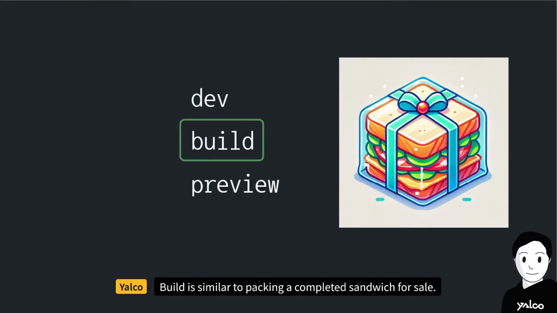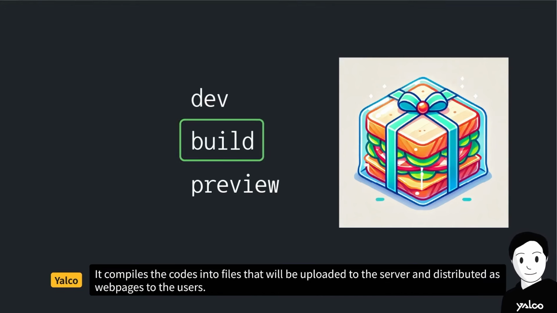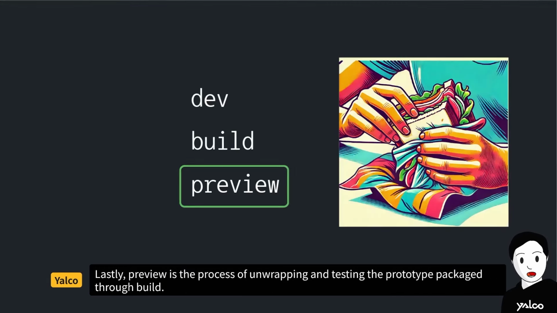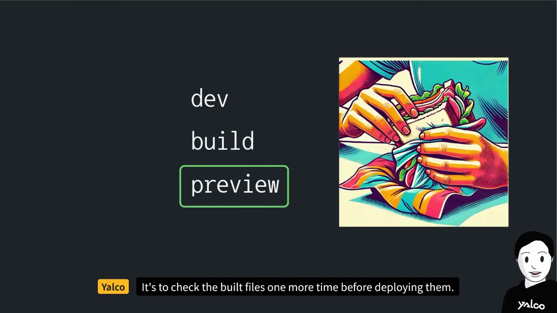Build is similar to packing a completed sandwich for sale. It compiles the codes into files that will be uploaded to the server and distributed as web pages to the users. Lastly, preview is the process of unwrapping and testing the prototype packaged through build. It's to check the build files one more time before deploying them.